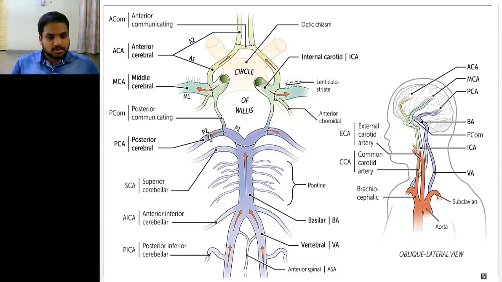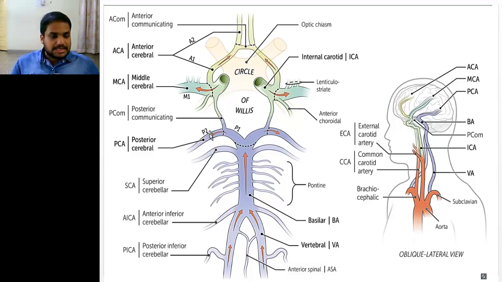So distal to what? Proximal to what? So this is the point. See, this is the point. This is the junction of the posterior cerebral artery with the posterior communicating artery, right? Proximal to this junction is the P1 segment and distal to this junction is the P2 segment, right? So the junction is the posterior cerebral artery with the posterior communicating artery. Proximal to it P1, distal to it P2 segment, right?